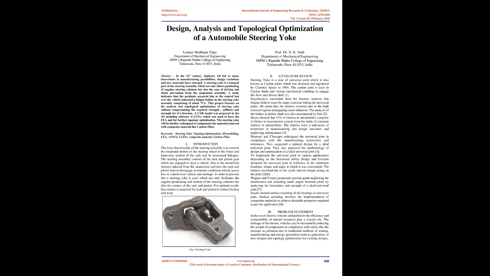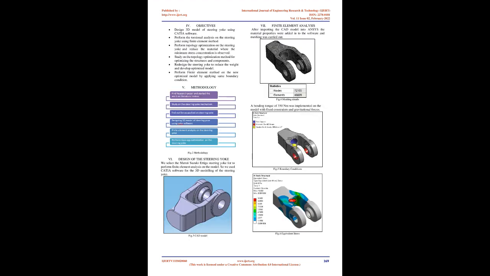2. Literature review. The steering yoke is a type of universal joint, also known as a cardan joint, which was invented and registered by Clarence Spicer in 1904. The cardan joint is used in cardan shafts and various mechanical couplings to engage the drive and driven shaft. 1. Bairoxkan concluded from his fracture analysis that fatigue failures were the major concern failing the universal joints. He stated that the failures occurred due to high-stressed regions propagating crack initiation. The analysis of the failure in the pinion shaft was also encountered by him.